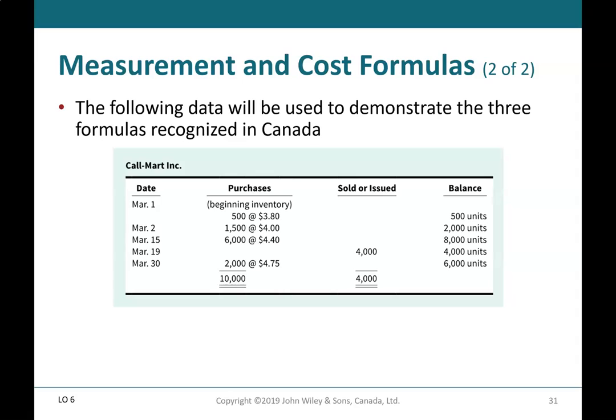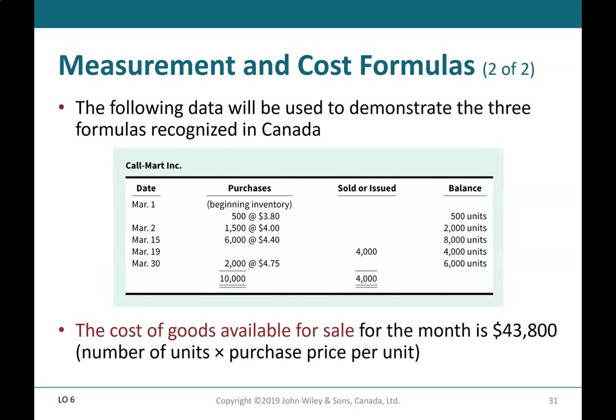Measurement and cost formulas, 2 of 2. The following data will be used to demonstrate the 3 formulas recognized in Canada. So you have your beginning inventory, your purchases, your sales, and your ending inventory. This is for Colmart Inc. The cost of goods available for sale for the month is $43,800. That's the number of units times purchase price per unit.